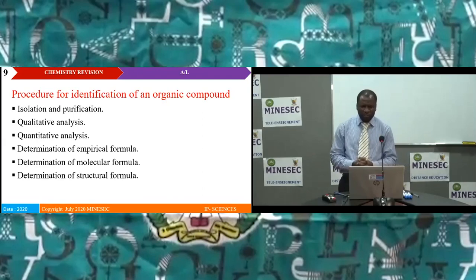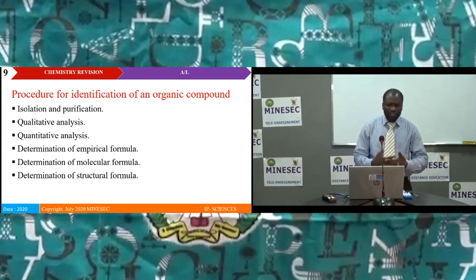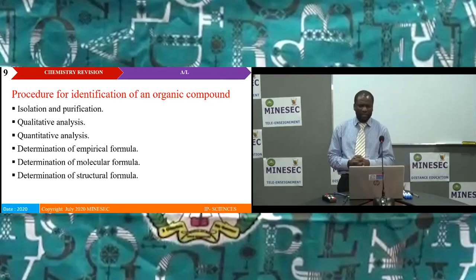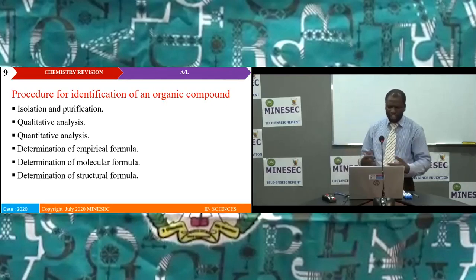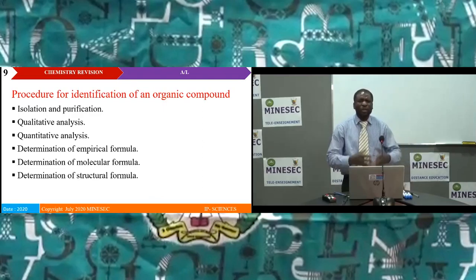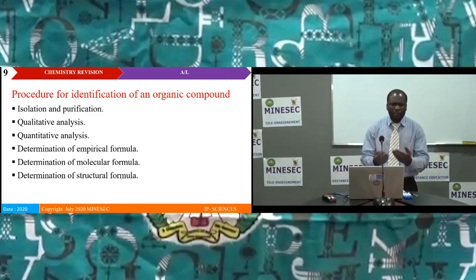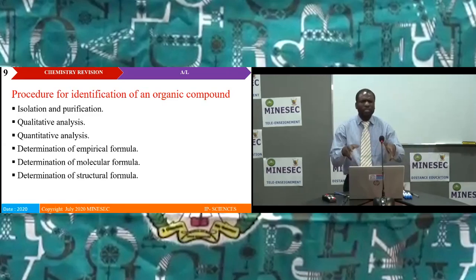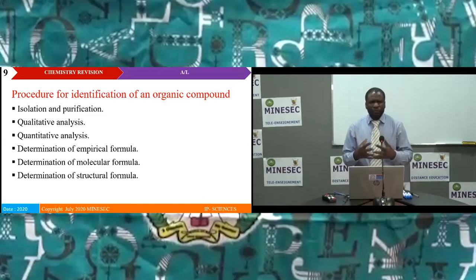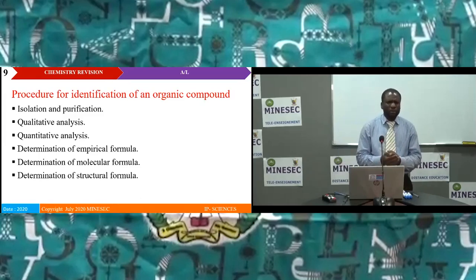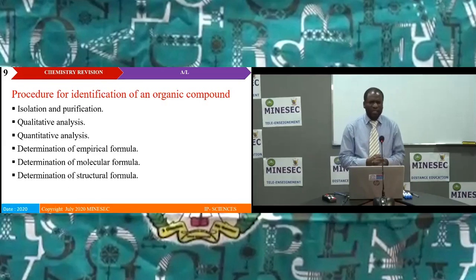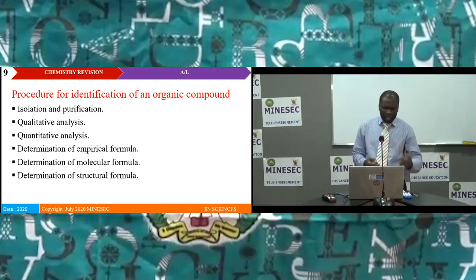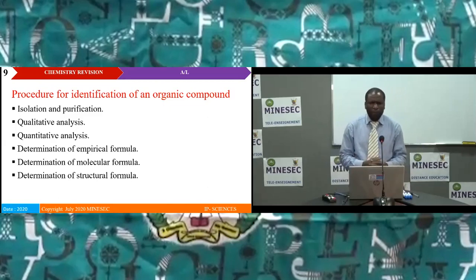Procedure for identification of organic compounds. The first step is to isolate and purify the organic compound. So we have isolation and purification. We now carry out qualitative analysis, that is determination of the various atoms that make up the organic molecule. Quantitative analysis. Here we're determining the amount of each atom in the organic molecule. We then proceed to determine the empirical formula of the molecule, and hence the molecular formula. And the structural formula is determined from mass spectrometry.